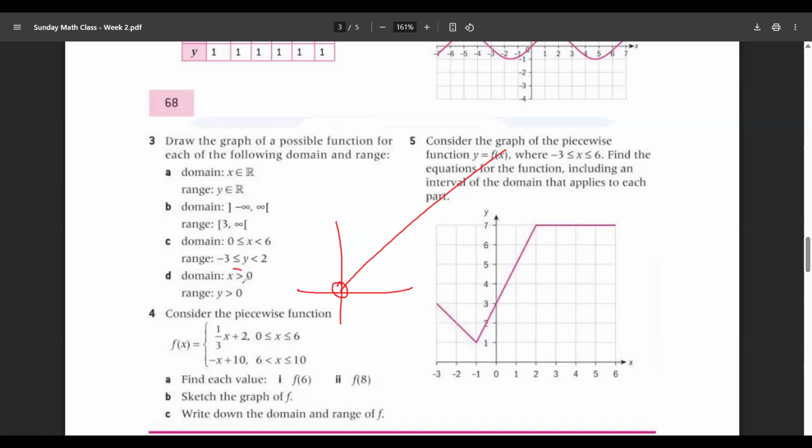X bigger than 0, y bigger than 0. Just do a line like this. Cut it off here, right?